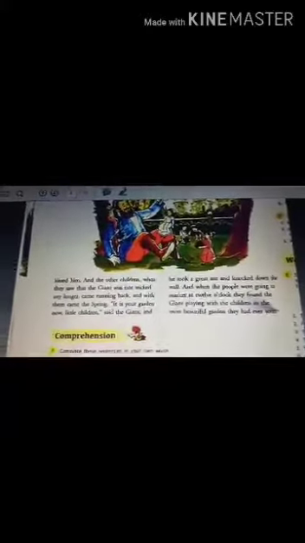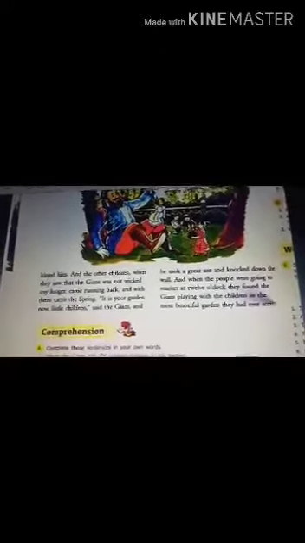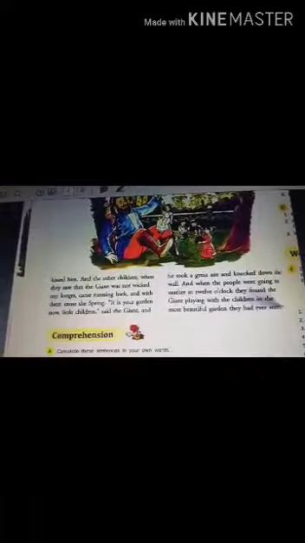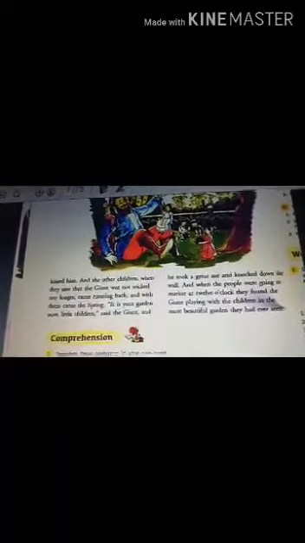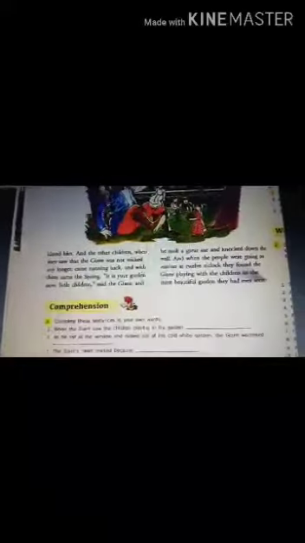Okay, so now here is your homework: you have to read this story twice and pick out the difficult words. You have to write at least 10 difficult words, and you have to learn the vocabulary, and try to do the book exercise. But you have to show me only the word bank and vocabulary.